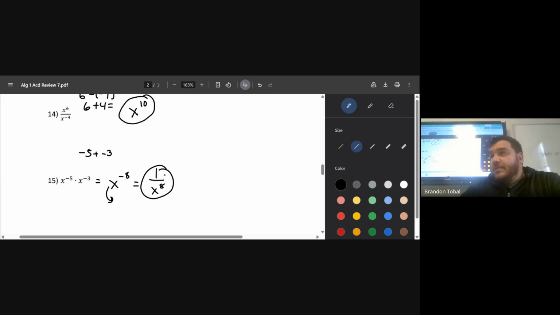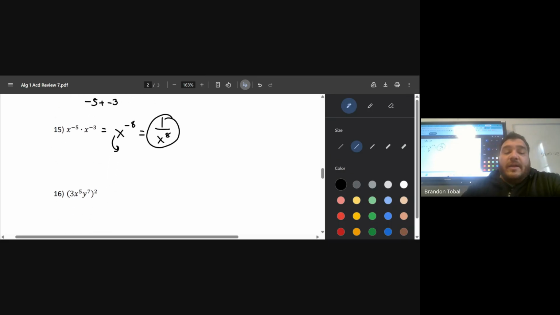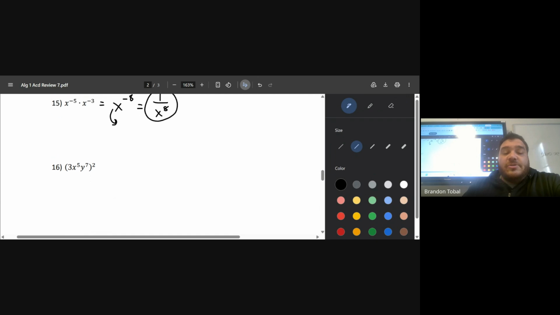So that one, let's say there's a whole number. No, only the number with the exponent moves to the bottom. So it would just stay on top. Then the 5 will stay on top. Yes. Because that 5 does not move, only the x moves. All right, next one. Number 16.